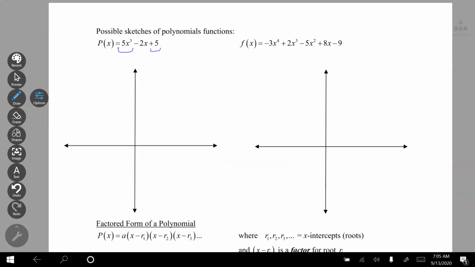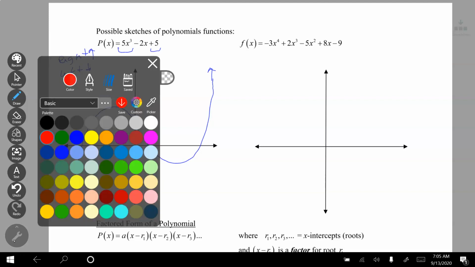Well, let's see what I know from this example. This is not exactly the graph, it's just a possible sketch. 5x cubed is the leading term. 5 is positive. That means the right side goes up. X cubed, odd, left side goes down. Also means I have up to 3 x-intercepts. It means I have 2 turns in the graph. And the y-intercept right here is 5. I'll just put 5 right here. And this is a possible graph. That's one possibility.